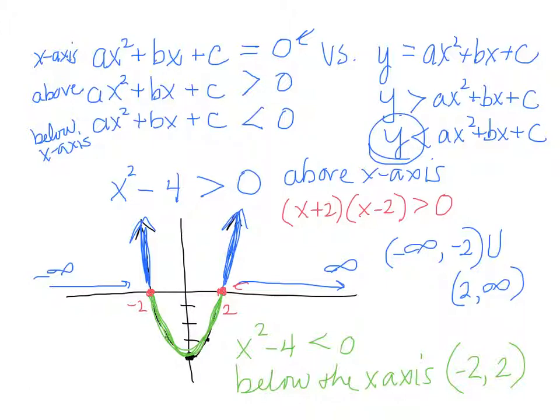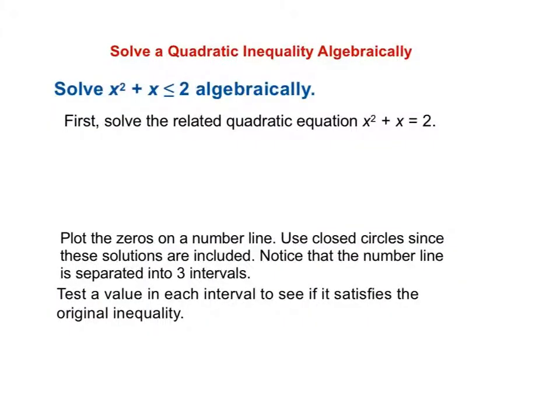So it's not about shading, and it's not about graphing and dotted lines and things like that. It's actually trying to tell you where it is above the x-axis and below. So we can do this same thing algebraically, or using a number line, and let me show you.